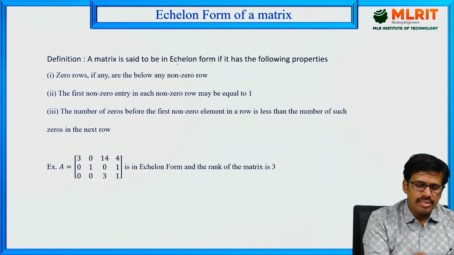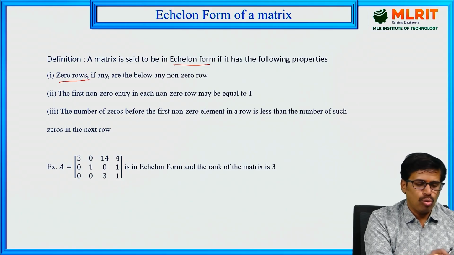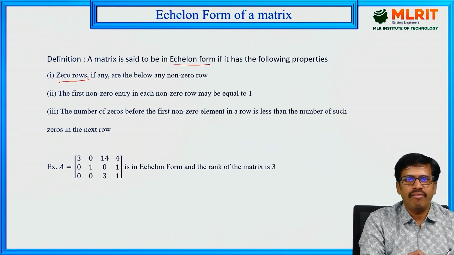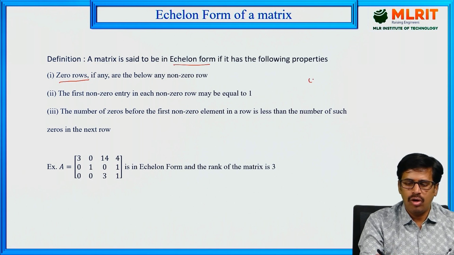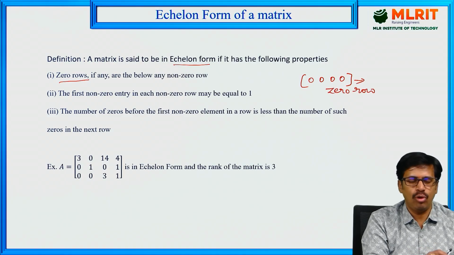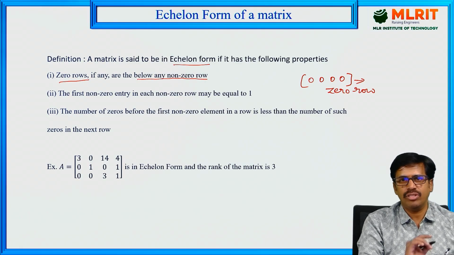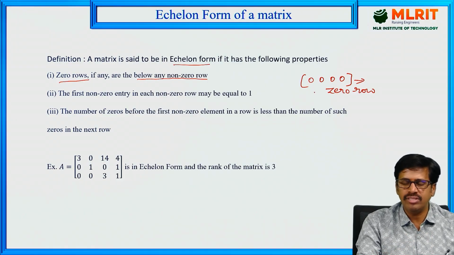A matrix is said to be in echelon form if it satisfies the following properties. First one, zero rows. If any matrix has a row where all the elements are zero, then we call it a zero row. Any zero row should be below any non-zero row. Means the first row of any matrix should not be a zero row. That should be below the non-zero row.